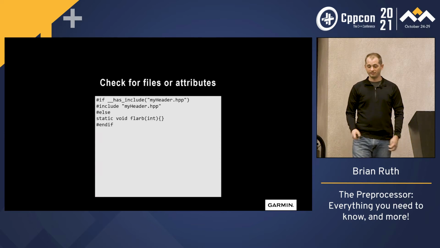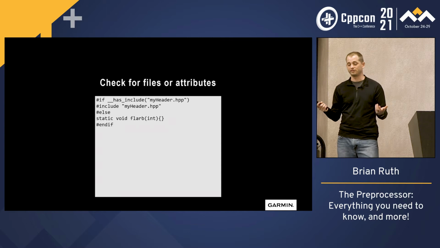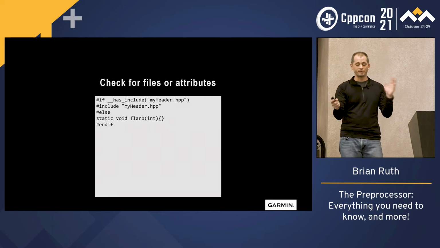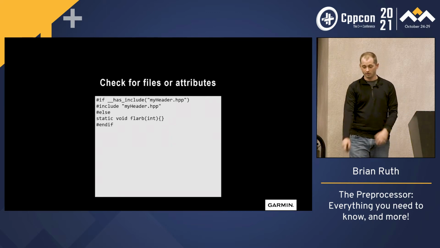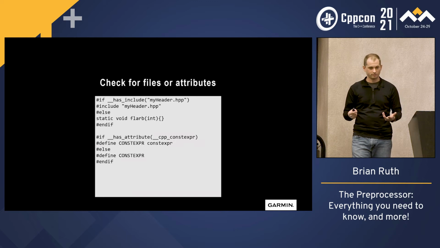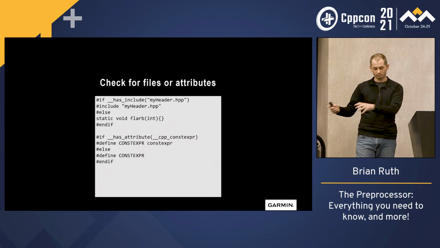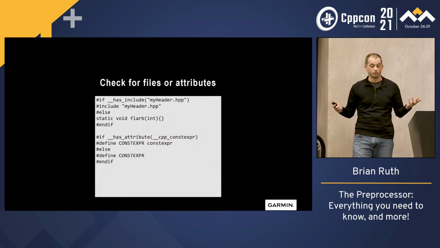All right, checking files for attributes. So this is an example of using the has include. Here we want to check to see if the header exists, include the header. Otherwise, we're going to just stub it out so that our code will compile and not really do anything. And here we want to make sure, all right, does our compiler support constexpr? Well, if our compiler supports constexpr, we're just going to replace it with constexpr. Otherwise, just don't do anything.